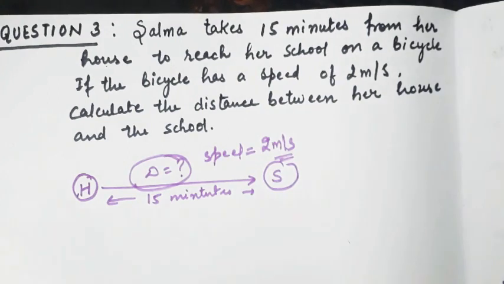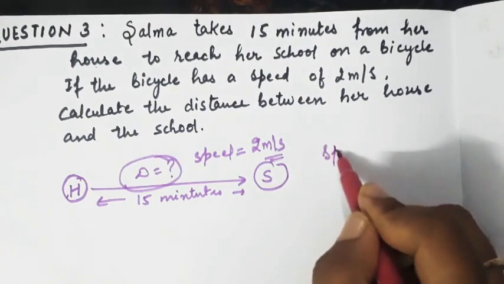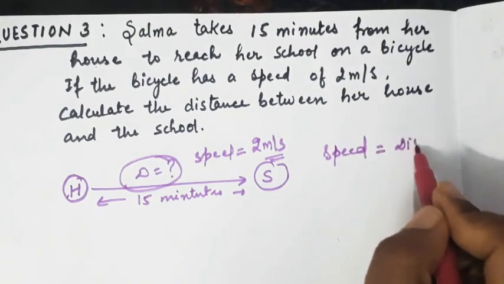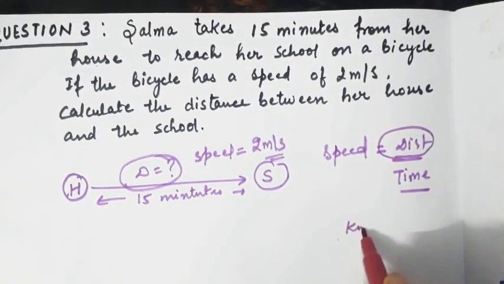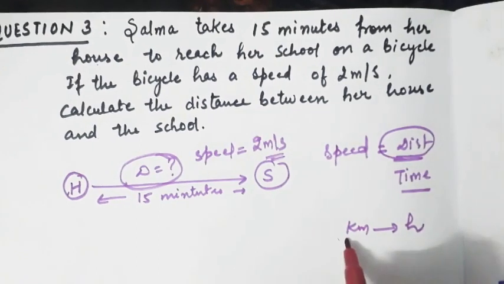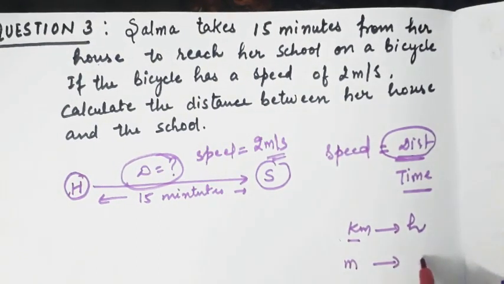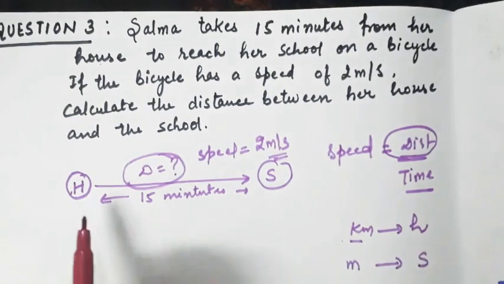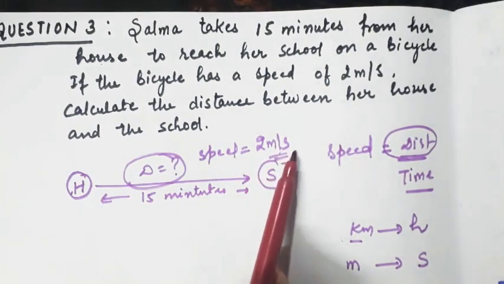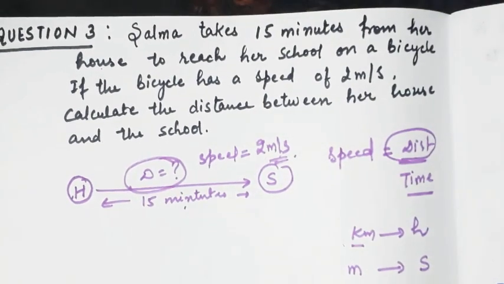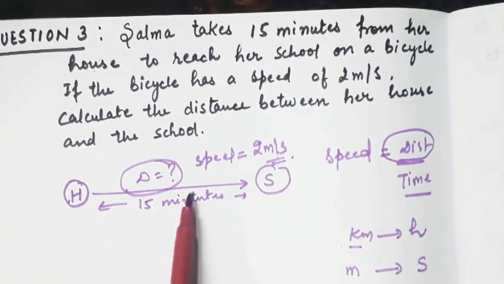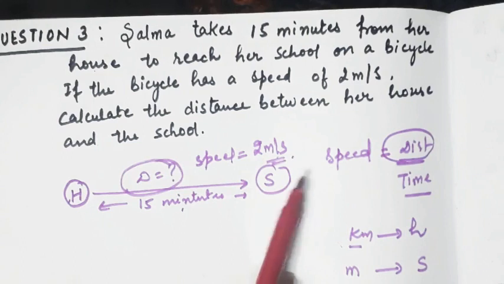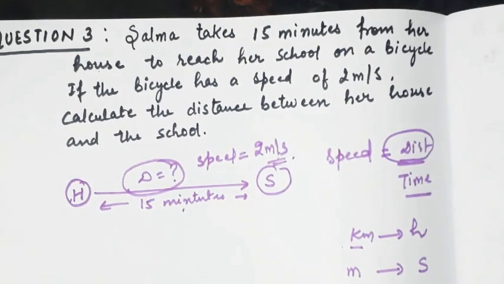So again we have the formula, that is speed is equal to distance upon time, right? As I told you, if the distance is in kilometers, the time should be in hours. If the distance is in meters, the time can be in seconds. But here the speed is in meters per second, but the time is in minutes. So first of all, we have to convert this 15 minutes into seconds. So here we go for the solution to find the distance between her house and the school.